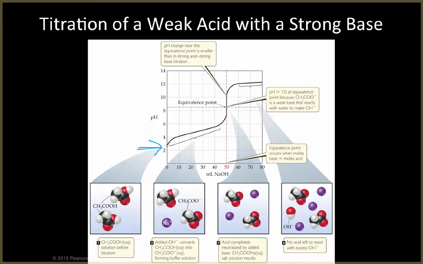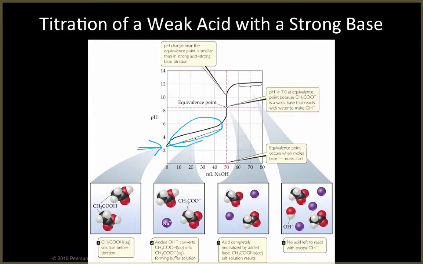The next thing to notice is if you look at this original little curve here before you hit the equivalence point, it's not as flat. It's a little more of a gradual curve. What's happening here, because you have a weak acid, there's a little bit of buffering going on. So you'll notice that this curve looks very similar to the curves that you saw when you did the titrations with the buffer. So it's a little more gradual change in pH because that change is being buffered because of the components of the weak acid.